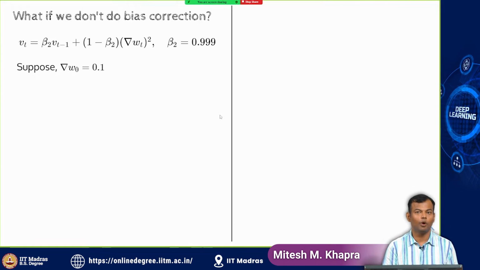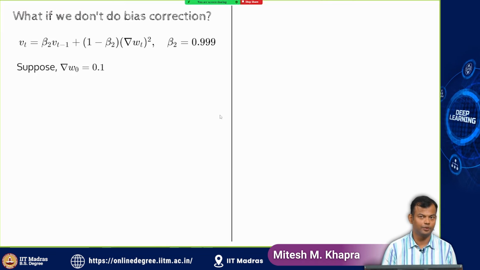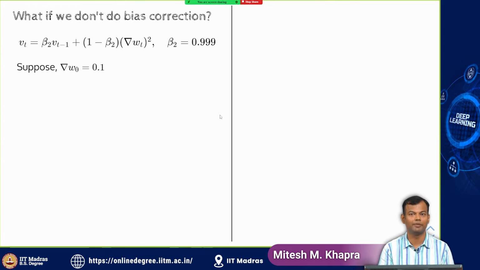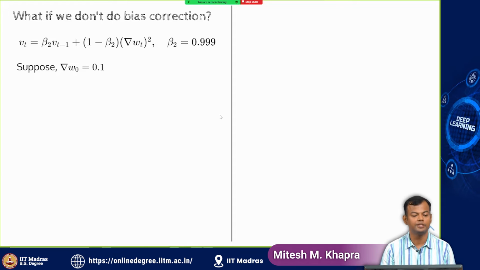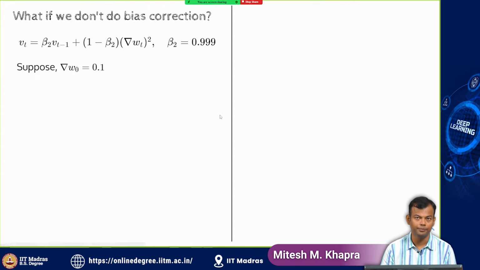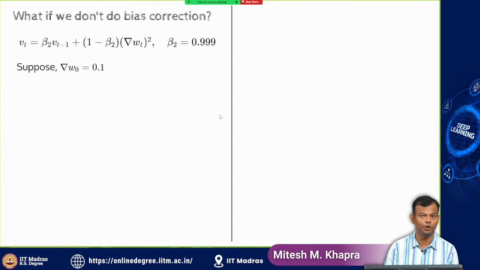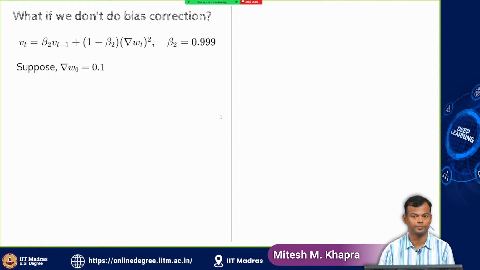Okay, so now let's see what would happen if we don't do bias correction. So we'll again look at the equations, put in some values and try to see what happens. So this is the equation for Vt, okay? And now suppose delta W naught is equal to 0.1, okay?